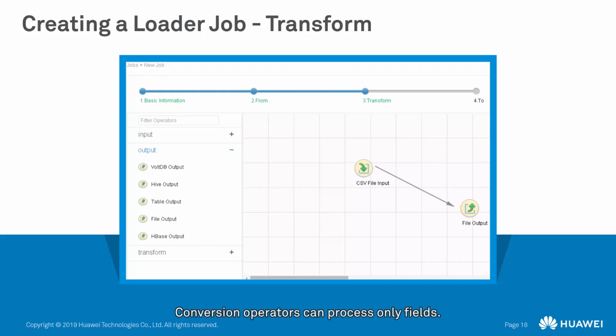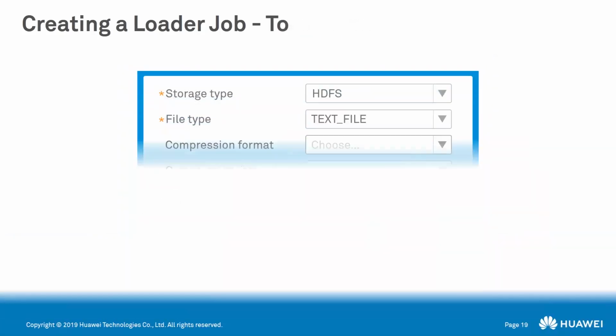Conversion operators can process only fields. Therefore, an input operator must be used first to convert data into fields, and output operator is used in the last step of data conversion. Only one output operator can be used in each conversion for exporting processed fields.